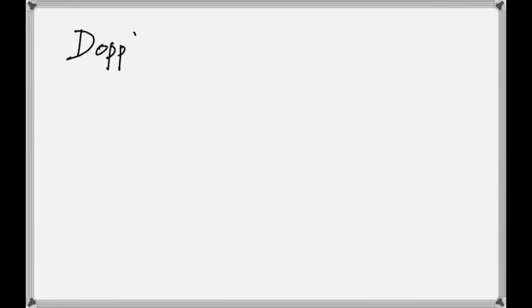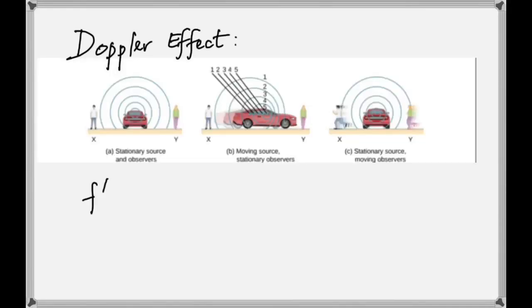Doppler effect is the apparent change in frequency due to the motion of the source of sound, the listener, or the medium in between. So it's not an actual change, but it appears to have changed. The frequency appears to have changed. So here you have 3 cases. You have a stationary source.